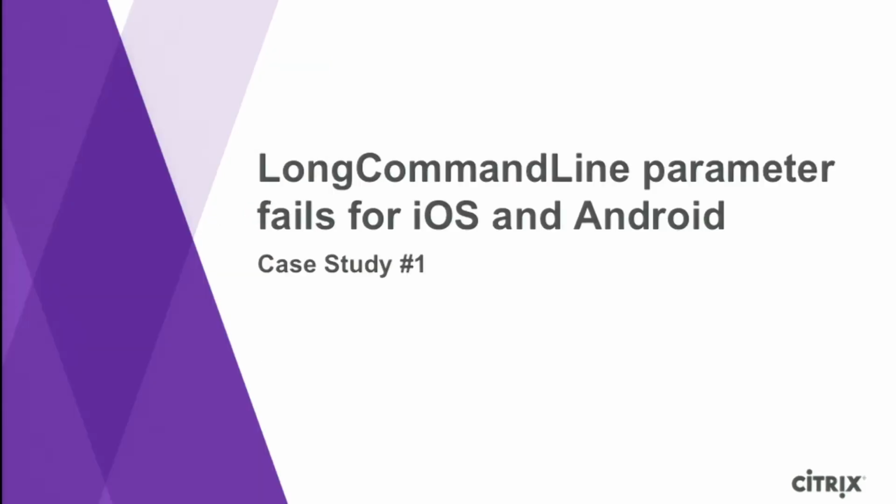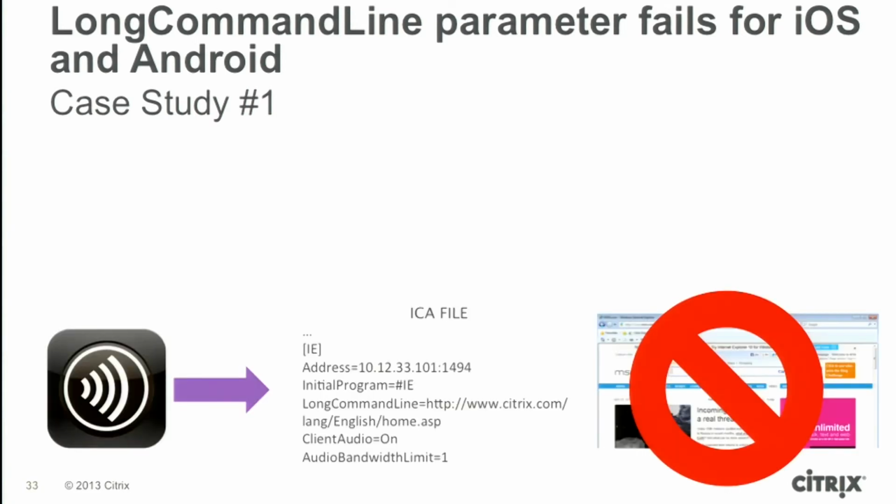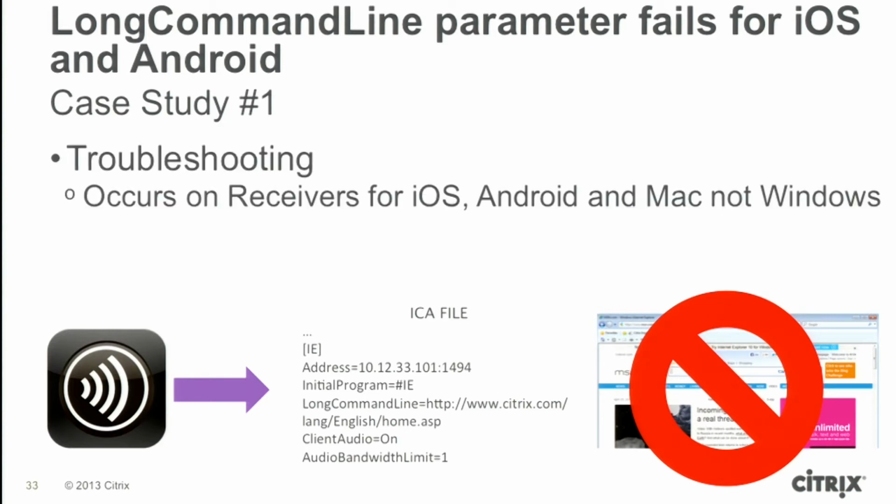So now let's jump right into our first case study. In this case, the long command line parameter, which allows us to send an argument like an HTTP page or a file to a published application, was failing intermittently with the iOS receiver. So we started troubleshooting by isolating the issue. It turns out that this issue occurred for all the non-Windows receivers that they tested, like Mac and Android as well. We noticed that it worked on the first launch, but didn't work on the next launches, which tells us that it was not working while session sharing.